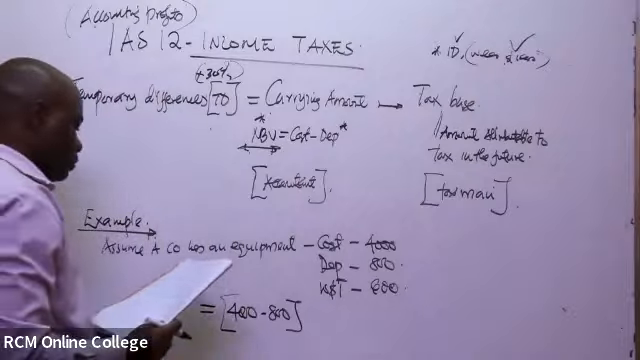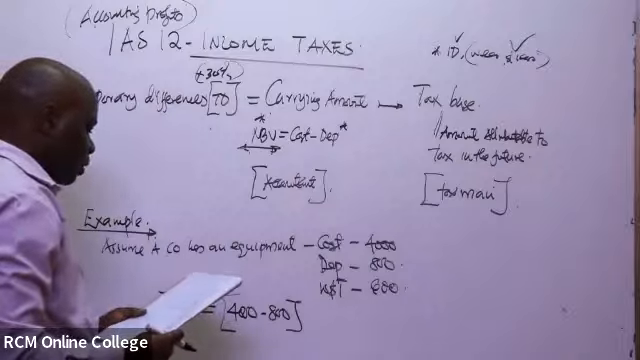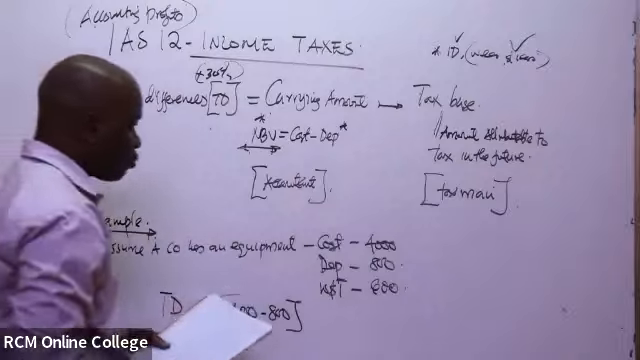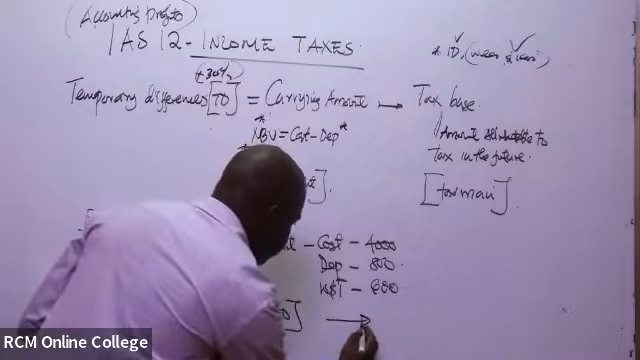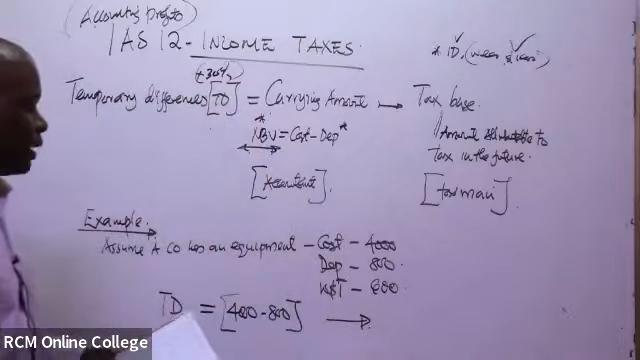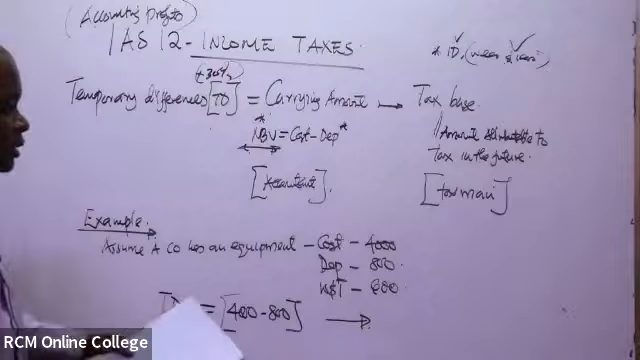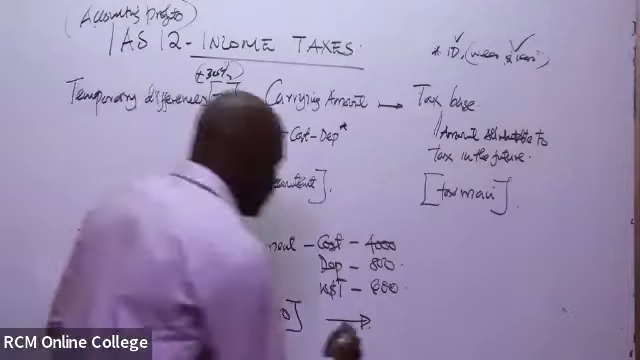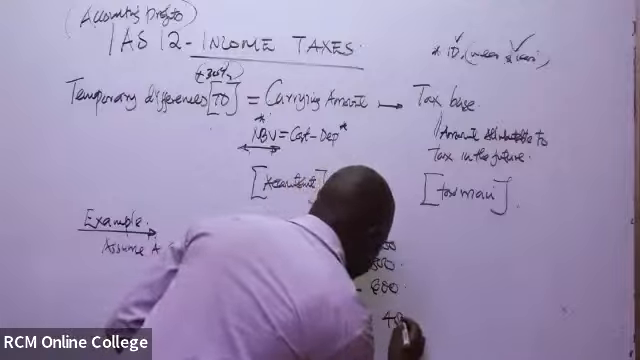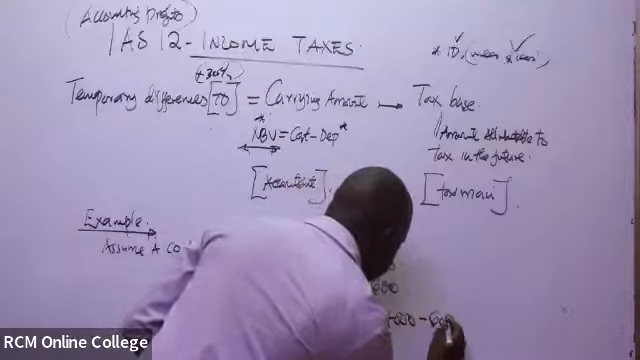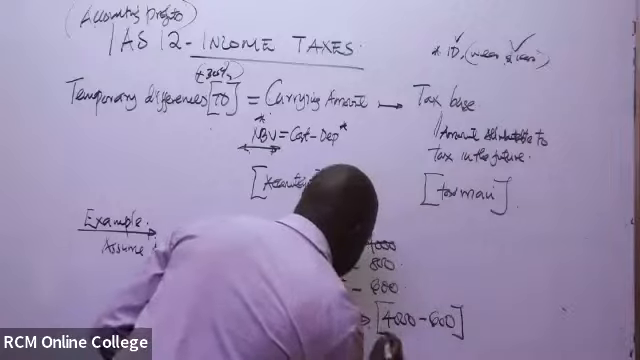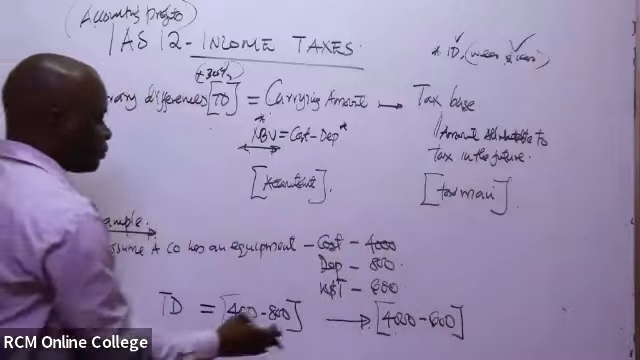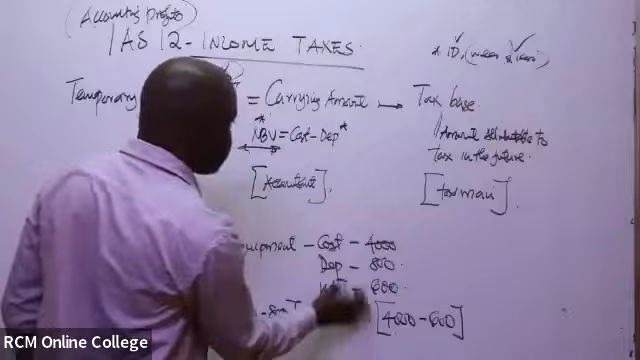Then we take away the tax base. For the tax base, what are they considering? They're only considering wear and tear. So our tax base will likely be 4,000 minus 600. If you compute the difference, what are you getting? This is actually a minus.